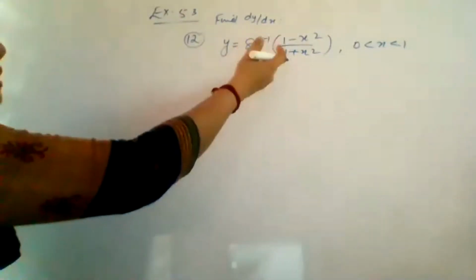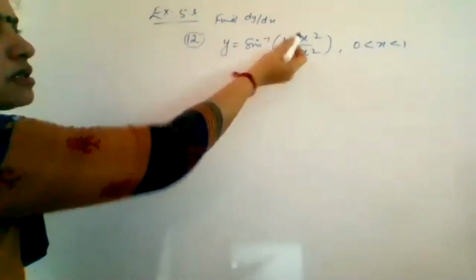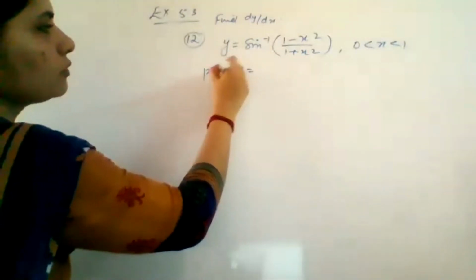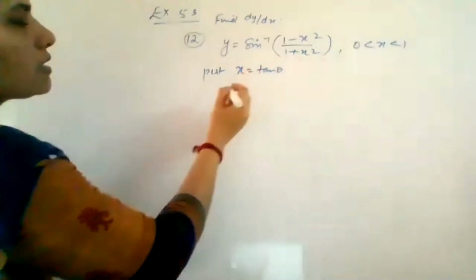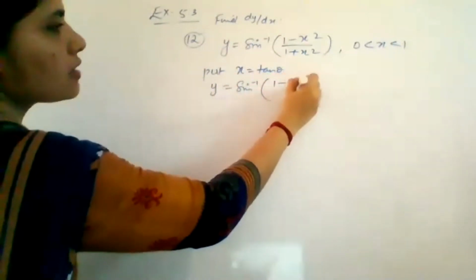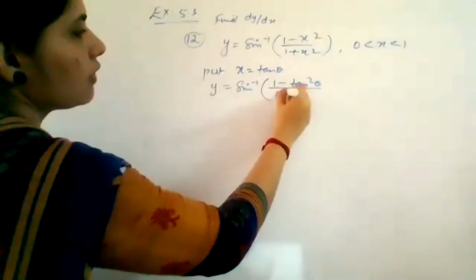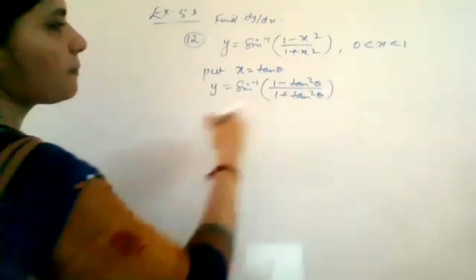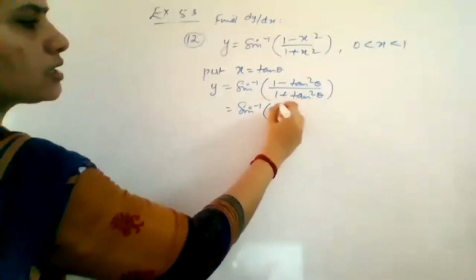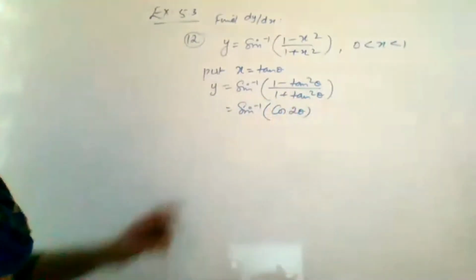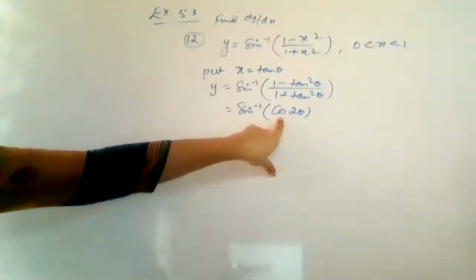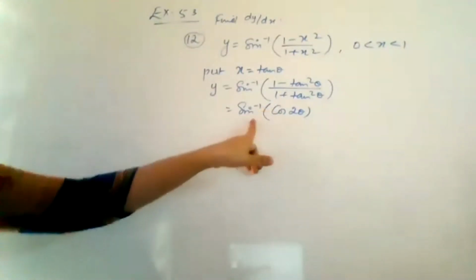So first we will start the problem, because the only option we have is x is tan theta. So we are putting x is equal to tan theta, so that y becomes sine inverse of (1 minus tan square theta) by (1 plus tan square theta). Now again, this will give you sine inverse of cos 2 theta. Since sine inverse and cos cannot be treated together, we have to make it as sine of something, so that these two get cancelled.